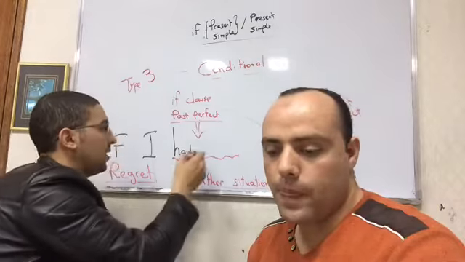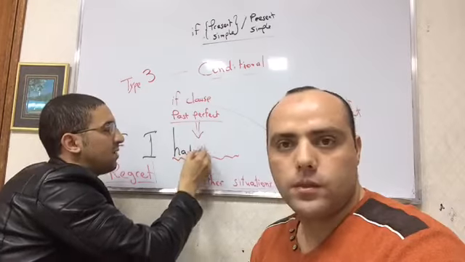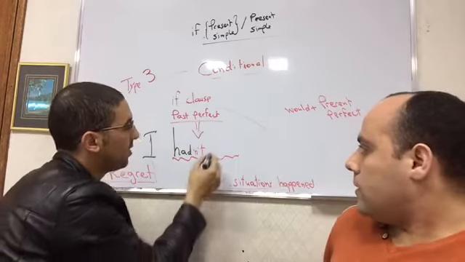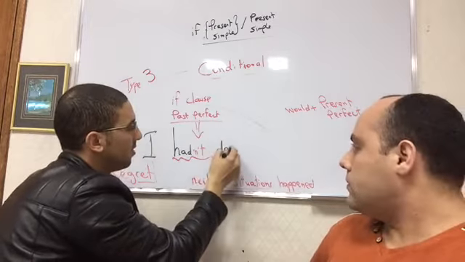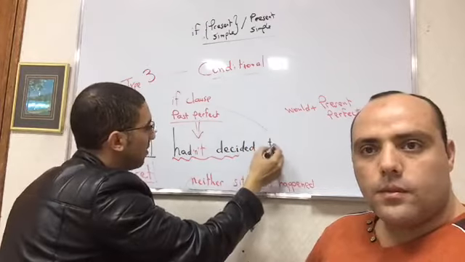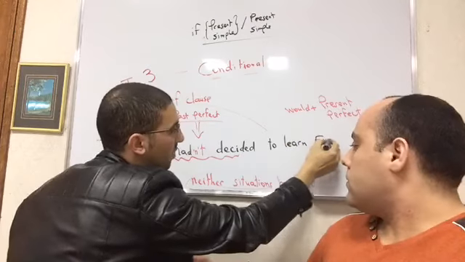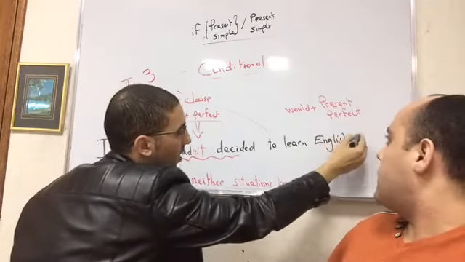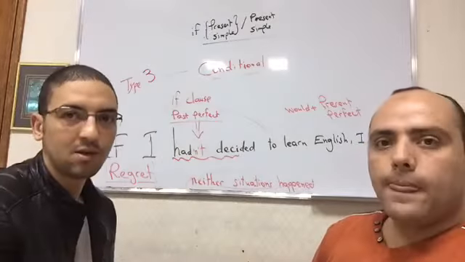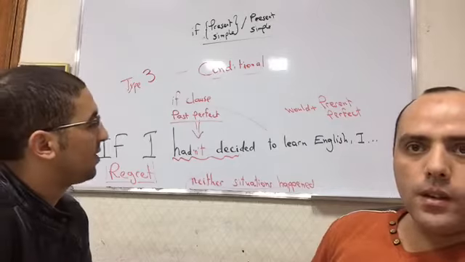Okay, well, let's say if I hadn't. Let's give another example, a negative example. If I hadn't decided to learn English, I would have, and you can complete the sentence. If I hadn't decided to learn English, I would have done something.